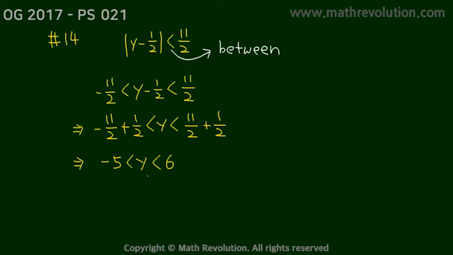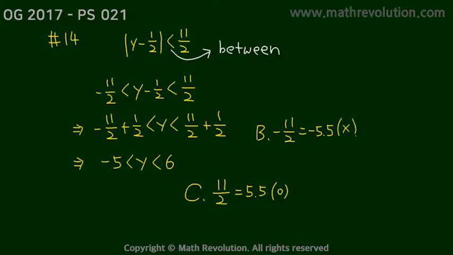Now, if we look at the options, option C fits in the range perfectly. So C is 11 over 2, which is positive 5.5. So it suits the range of y. However, if we look at choice B, which is negative 11 over 2, so this is minus 5.5, so this cannot be our answer. So our answer for this question is choice C.